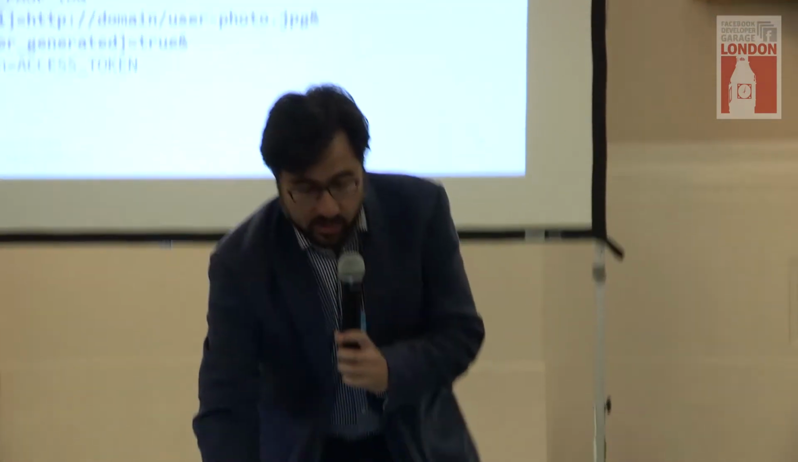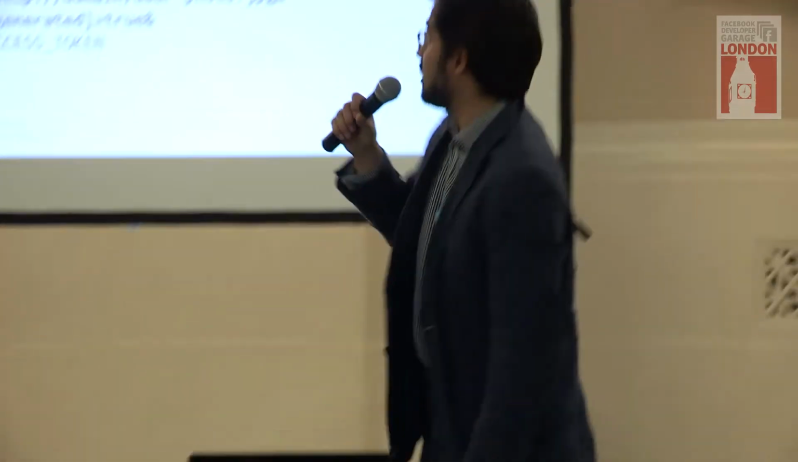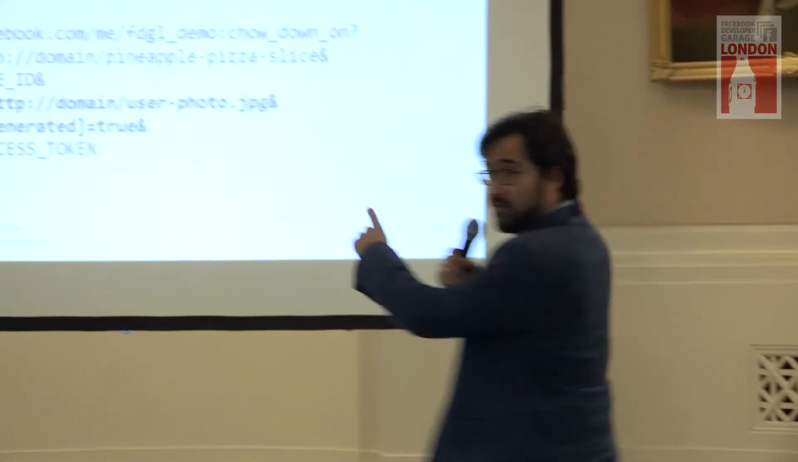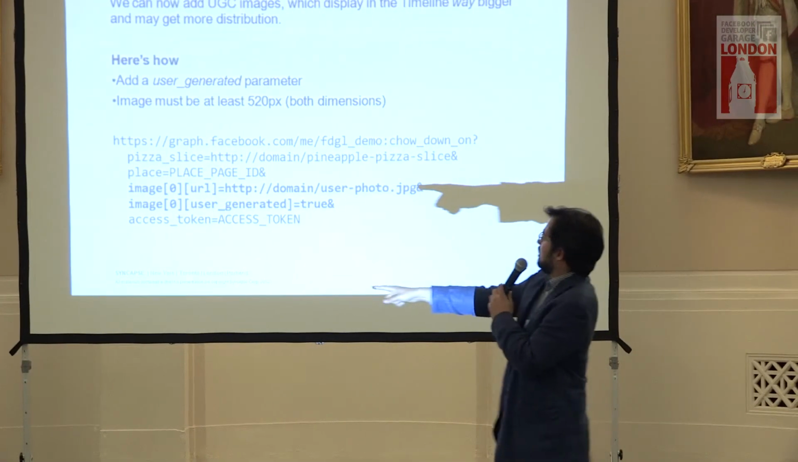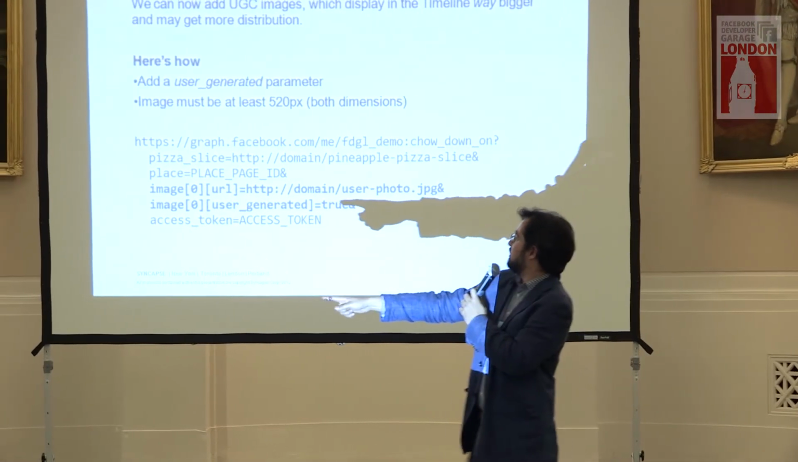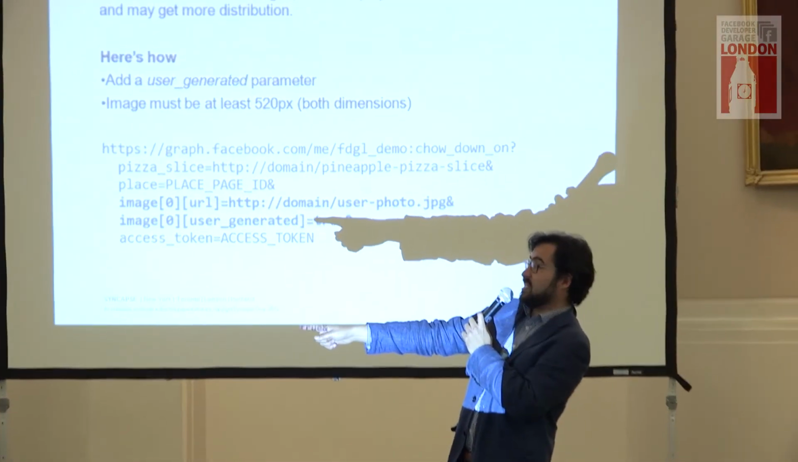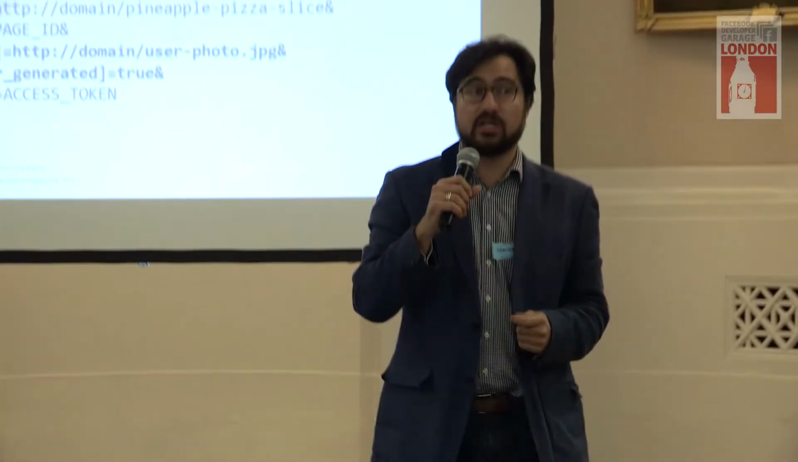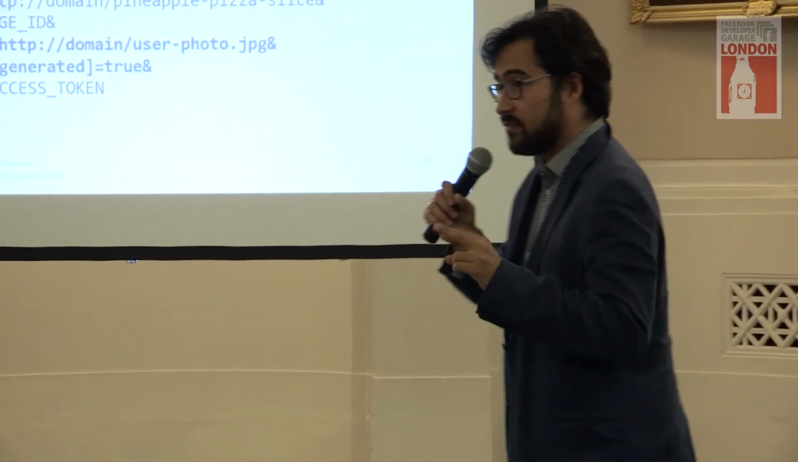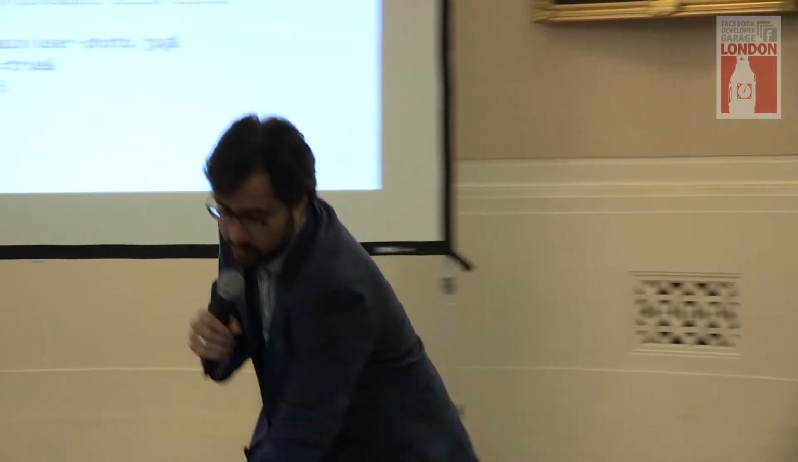When it comes around time for the user to submit it, you need to do a couple of things. This is the Open Graph Action Creation Call, which you may recognize. All you need to do is add an image URL, and then specify here a little flag telling Facebook that it's user-generated. And if Facebook has approved your action with the user-generated extra bit of data, then this will go into the feed and onto people's timelines like this.